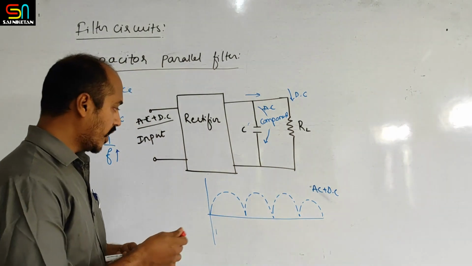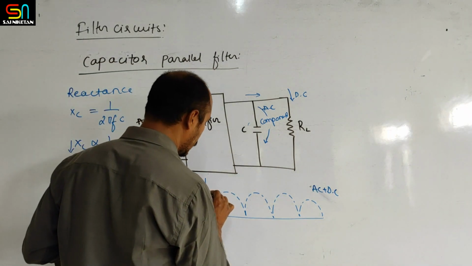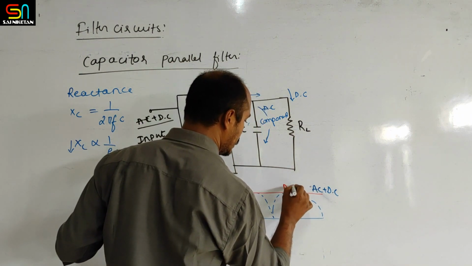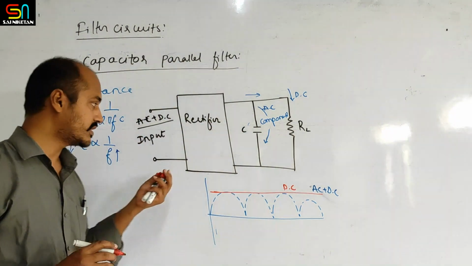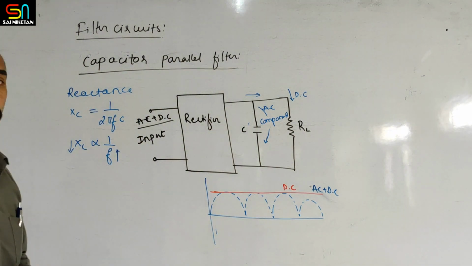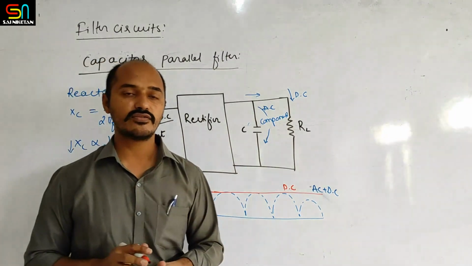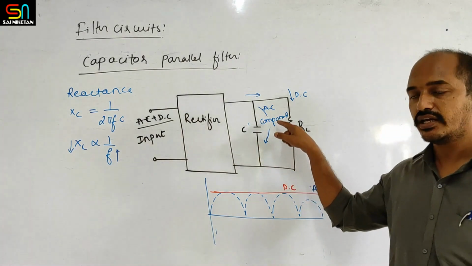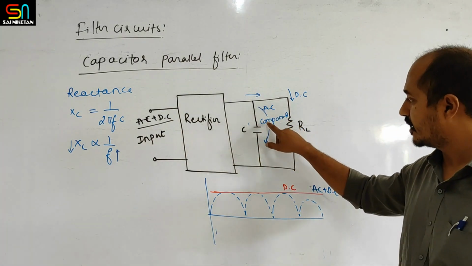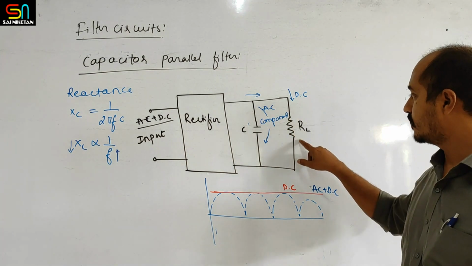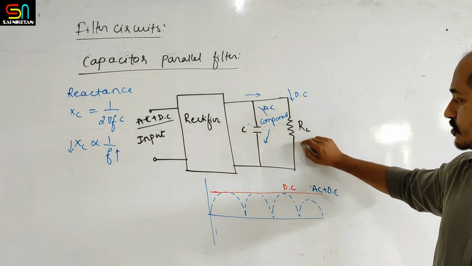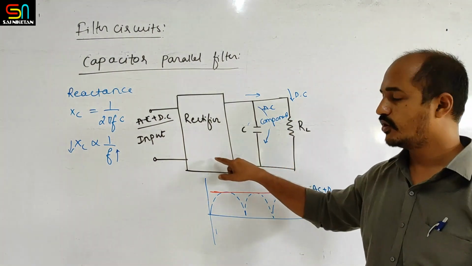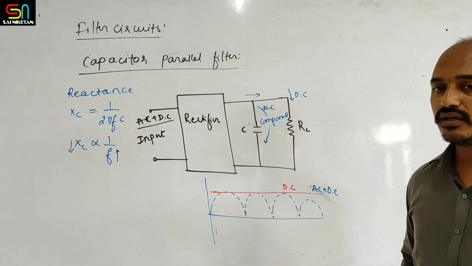The output we have got is the DC current, because XC is inversely proportional to f. As the frequency increases, the resistance of this capacitor decreases. So high frequency current flows through the capacitor, and the DC part flows through the load resistance. So the DC part I am getting as output, and the AC part is bypassed. So this is regarding the filter circuit.